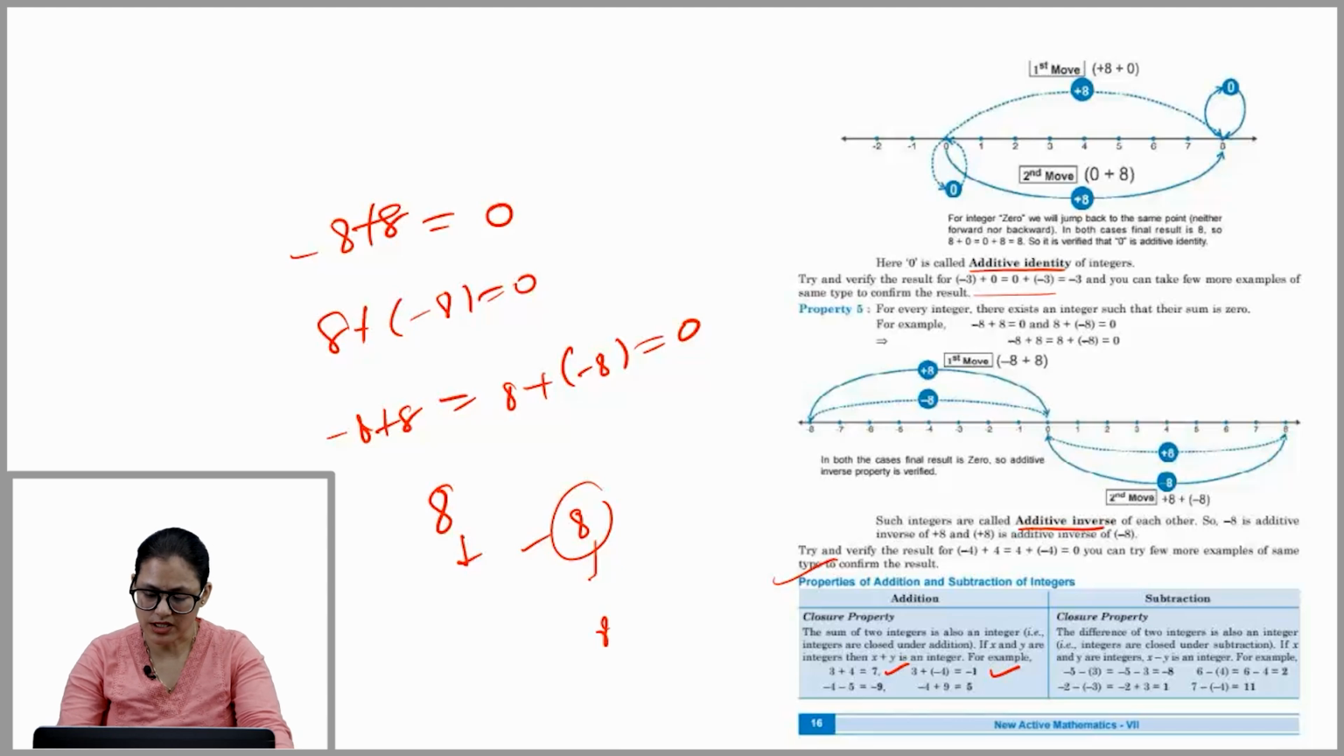Now, what does the closure property of subtraction say? The difference of two integers is also an integer. That is, integers are closed under subtraction. If x and y are integers, x minus y is an integer. For example, minus 5 minus 3 is equal to minus 8, and 6 minus 4 is equal to 2. So whenever you subtract two integers, the difference is also an integer. This is what the closure property of subtraction says.